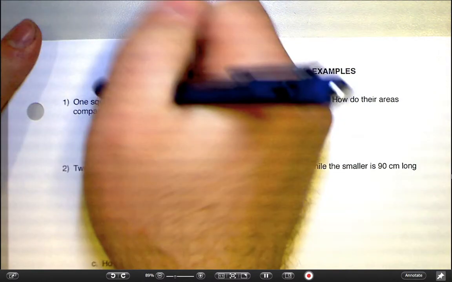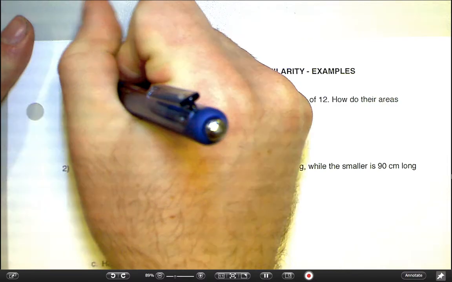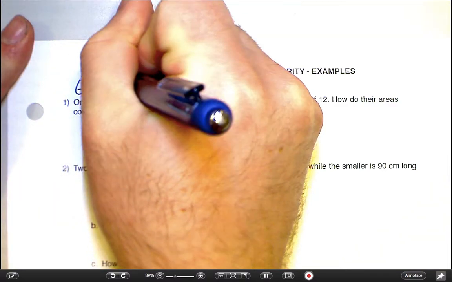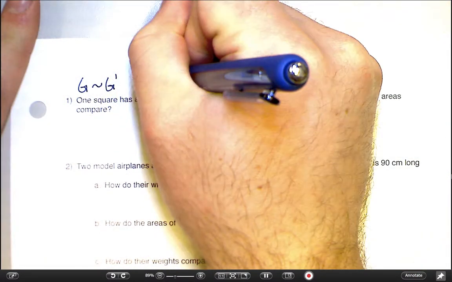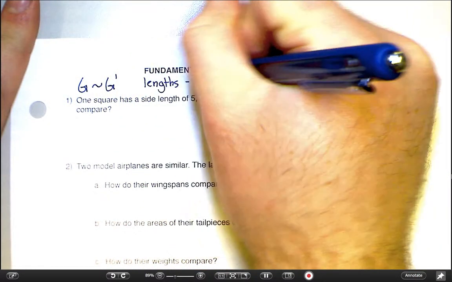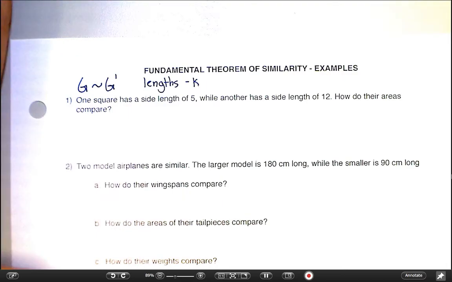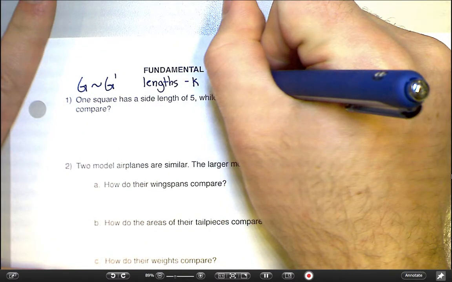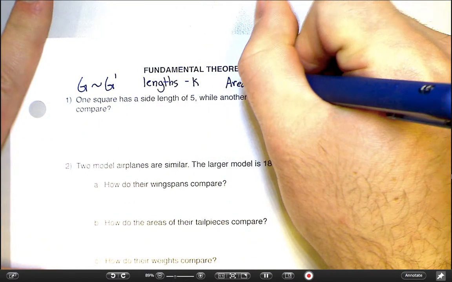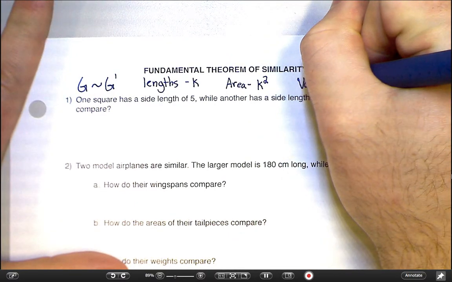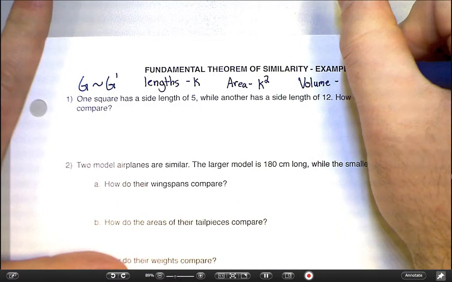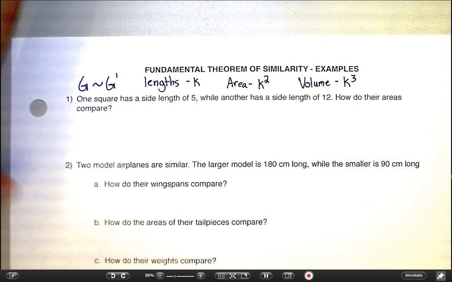It says that if we have two figures that are similar, so if we have a figure G and G prime that are similar, then we know three things. Their lengths are going to be similar based on just a single k value. Their areas are going to be similar based on k squared, and their volume will be similar based on k to the third, or k cubed.